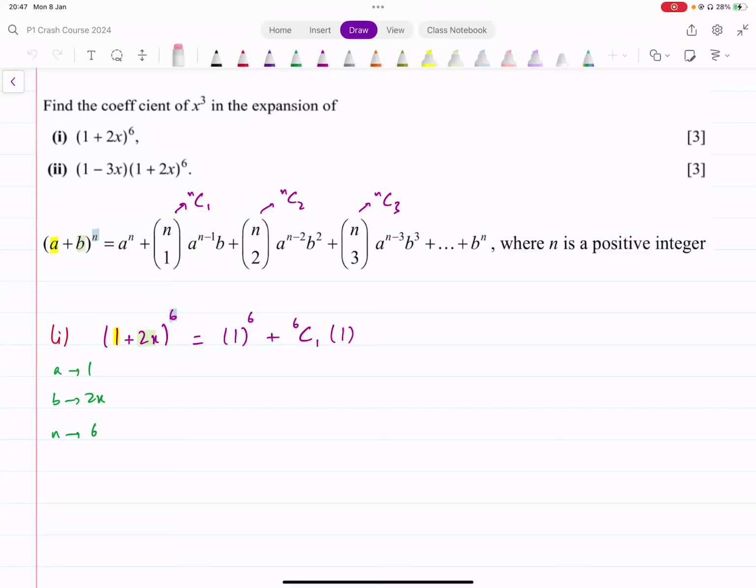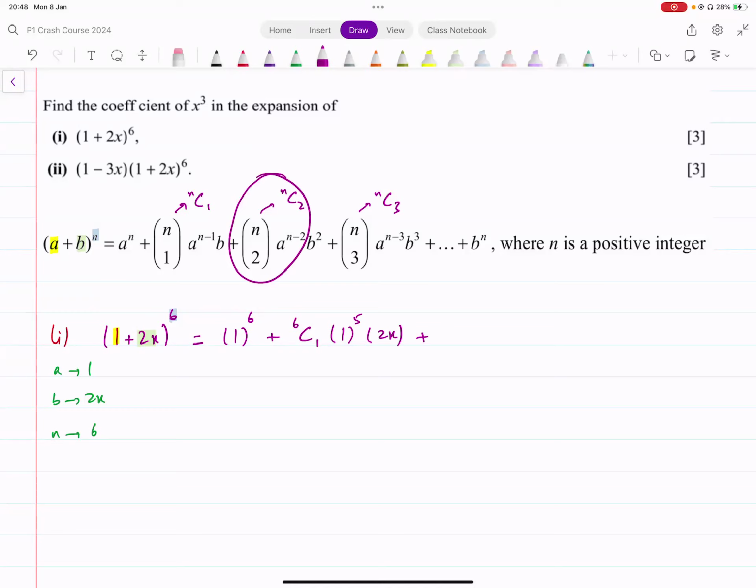Now, notice this pattern in the formula. The powers of a are decreasing. You have n, then n minus 1, then n minus 2, then n minus 3. It keeps decreasing like this. So for every next term, you're just going to reduce this power. What about b? The powers of b are increasing. You have b power 1, b power 2, b power 3, all the way up to b power n. One power keeps increasing and the other keeps decreasing. So you have 1 raised to power 6. In the next term, it becomes 1 raised to power 5, and you have b here. What's b? b is 2 times x. That's 2 into x, plus the next term.